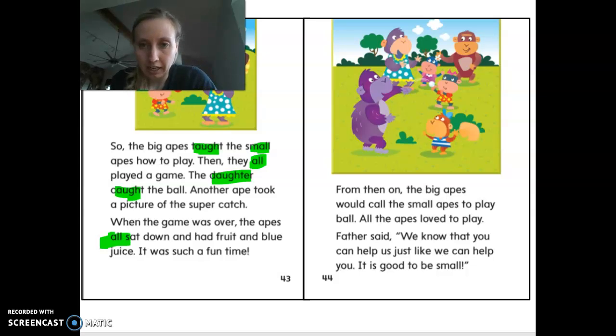From then on, the big apes would call the small apes to play ball. All the apes loved to play. Father said, "We know that you can help us, just like we can help you. It is good to be small."